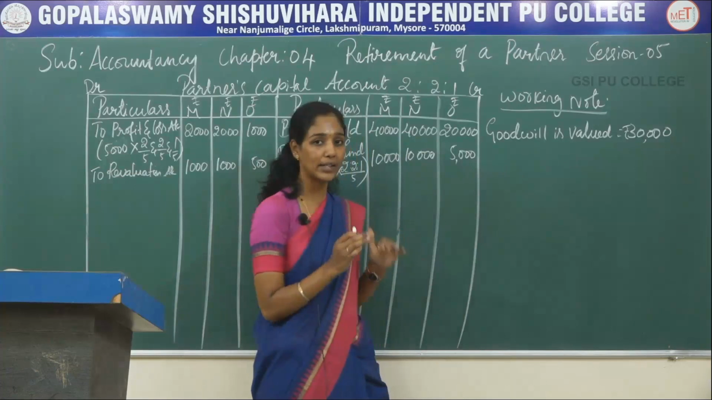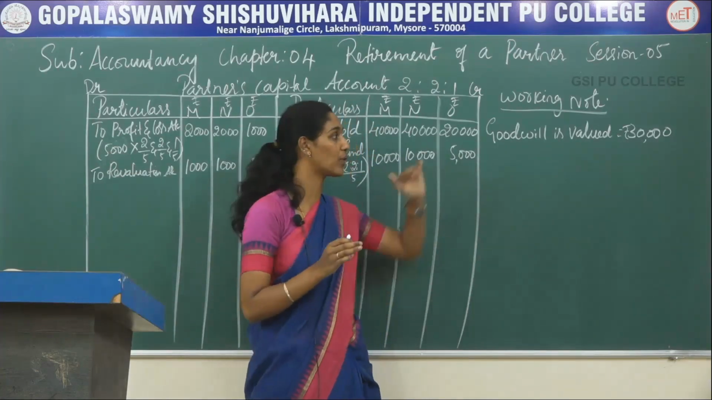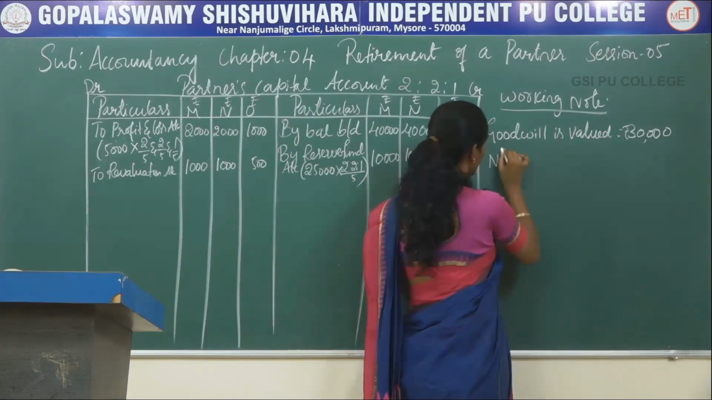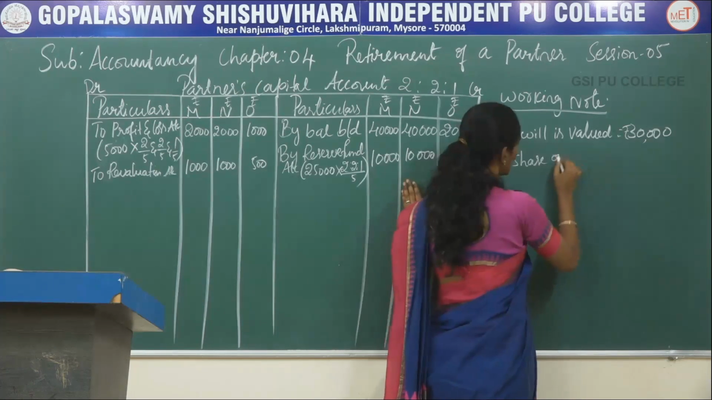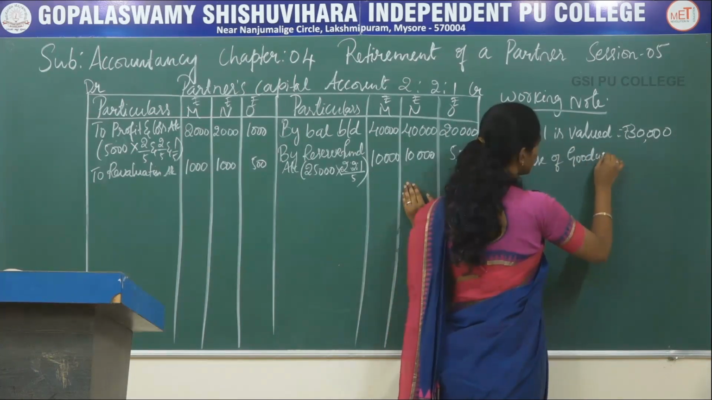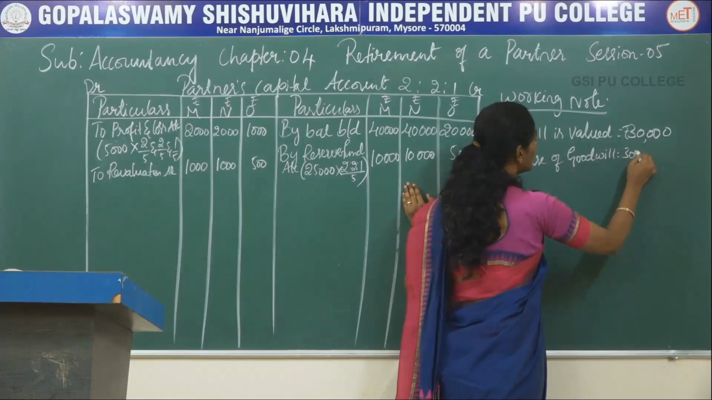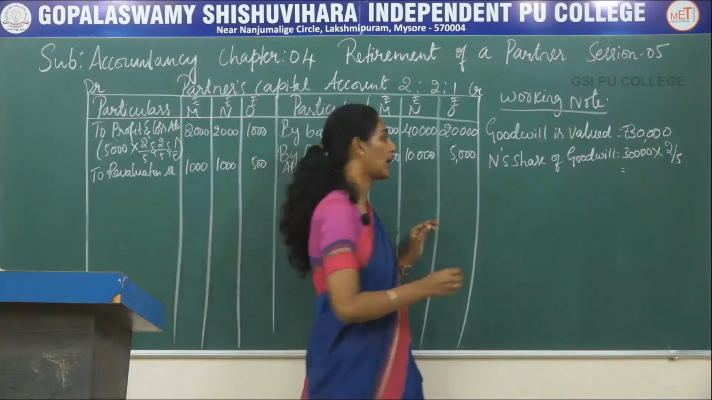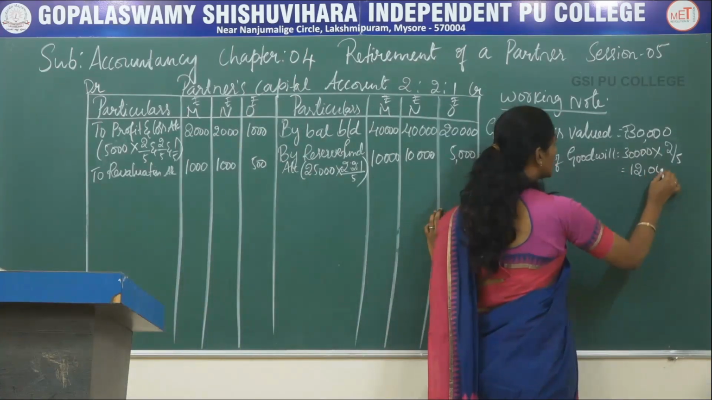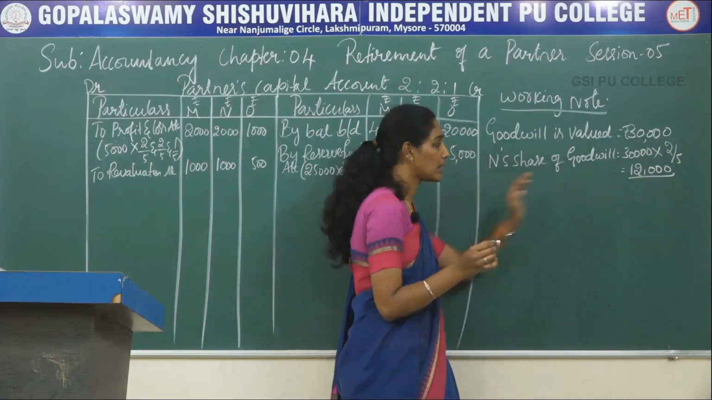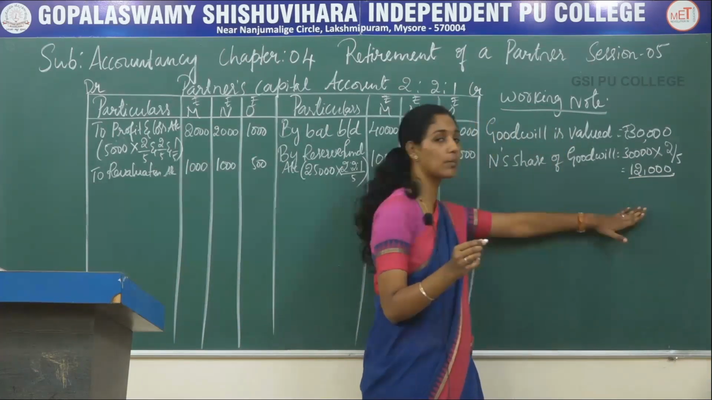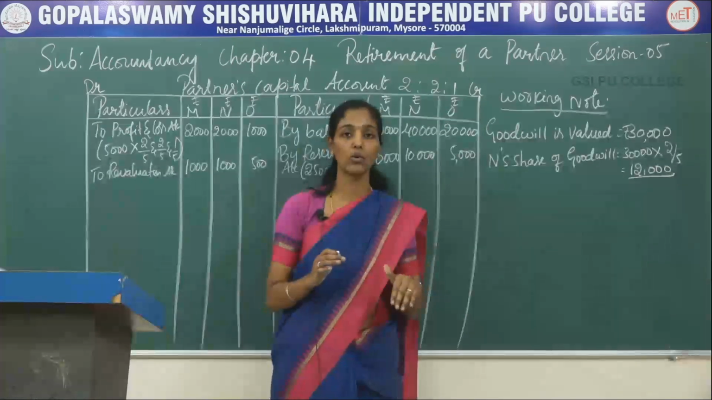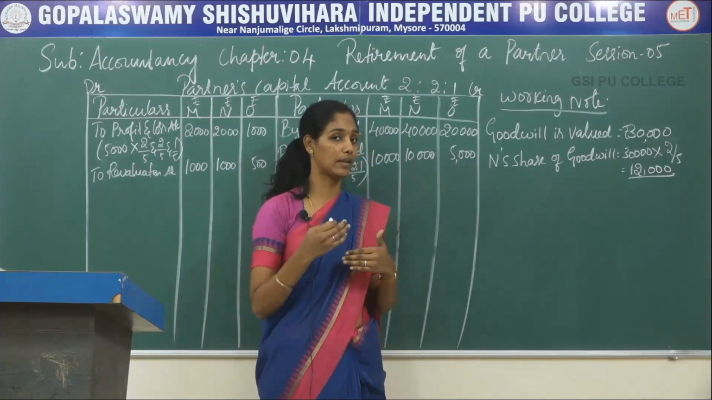First, we have to find out the retired partner's share of goodwill from this amount of goodwill. So here N is retired. Write N's share of goodwill first. 30,000 into N's share, which is 2 by 5, comes to 12,000. So this is N's share of goodwill, and this amount of goodwill should be borne by the continuing partners in their gain ratio. In the gain ratio, they should give the goodwill amount to the retiring partner.